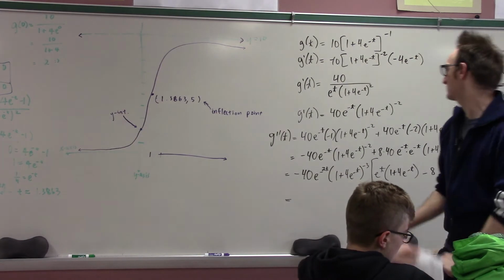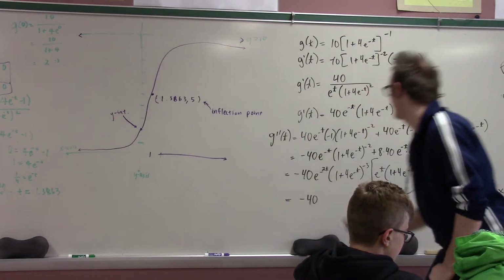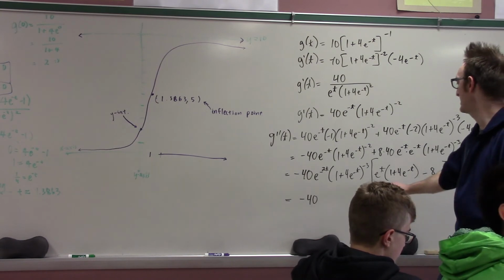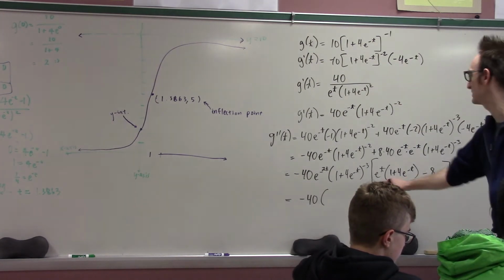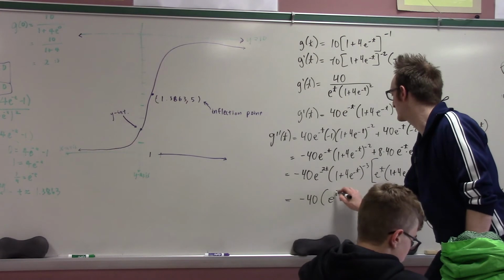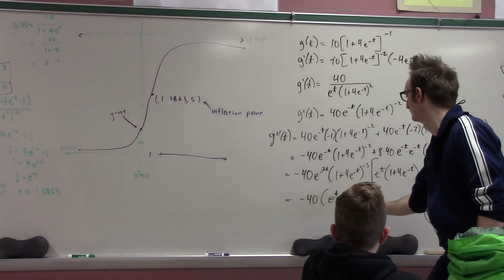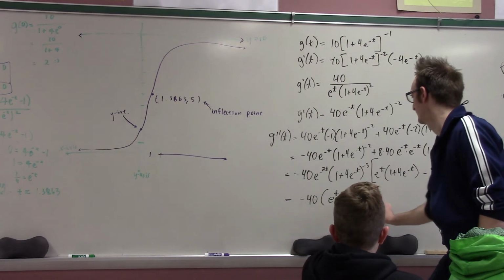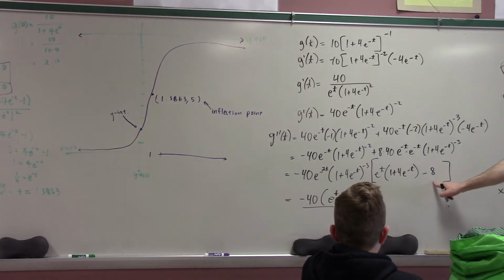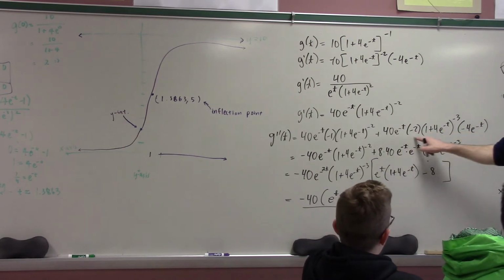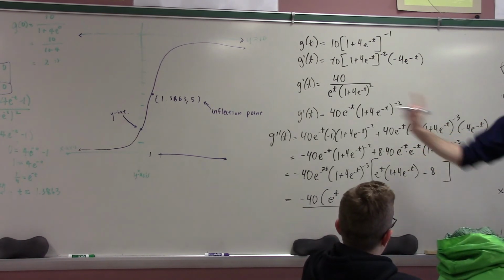So, what does this turn out to be? Negative 40. If I distribute this e to the t through, I get e to the t plus 4 minus 8 over... The 8 came from, I had 8 times 40 here. I just left it as 8 times 40 because I knew I was about to factor out a 40.